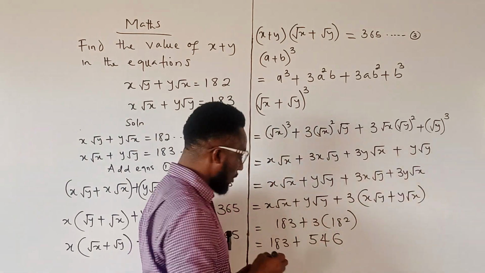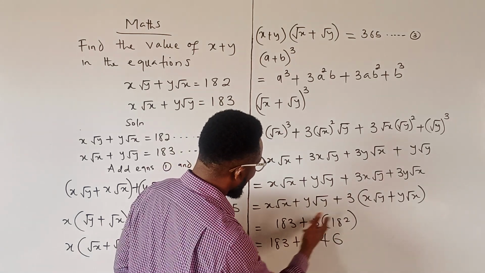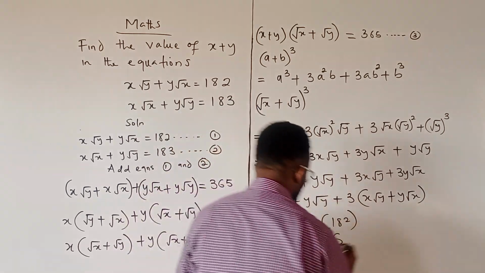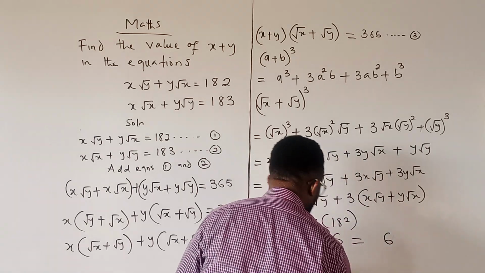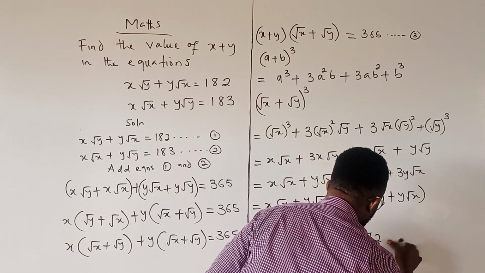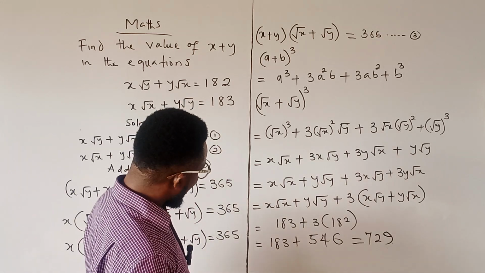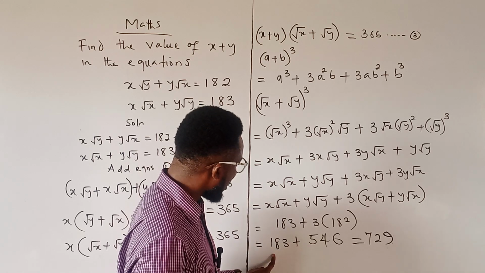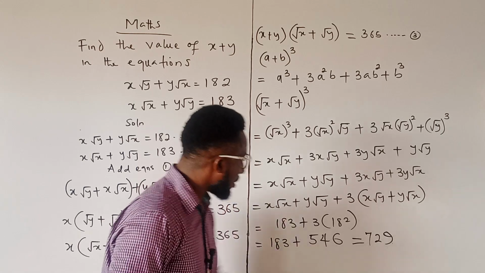3 times 2 is 6. 3 times 8 is 24. Put down 4, carry over 2. 3 times 1, 3 plus 2, 5. 546. So if you add this together, 3 plus 6, that's 9. 4 plus 8 is 12 with 720. Oh, 729. Okay, let me fact check this. 6 plus 3 is 9. 4 plus 8, that's 12. Carry over 1. 5 plus 1, that's 6 plus 1, 7.